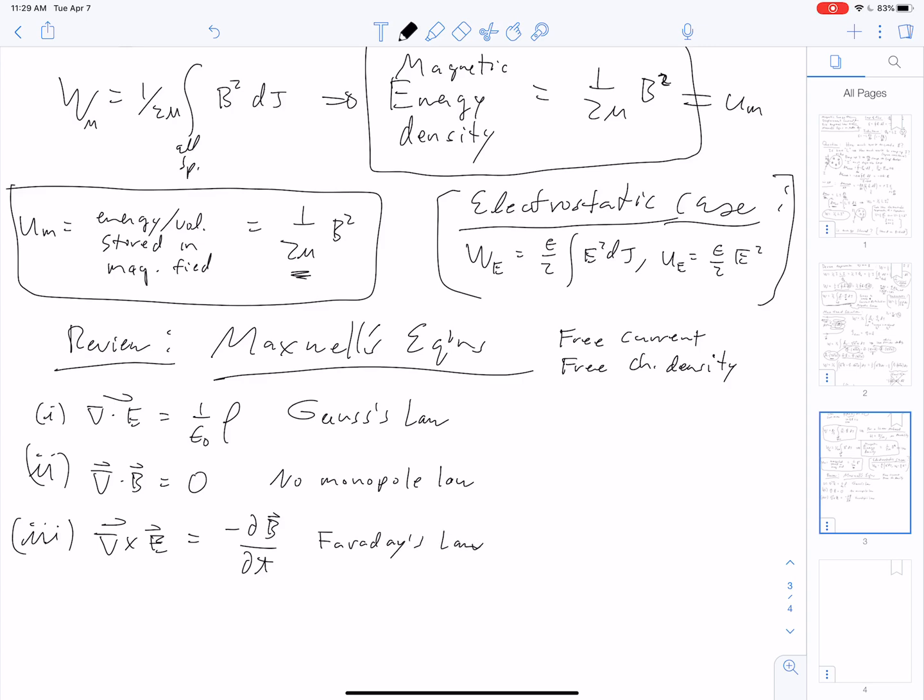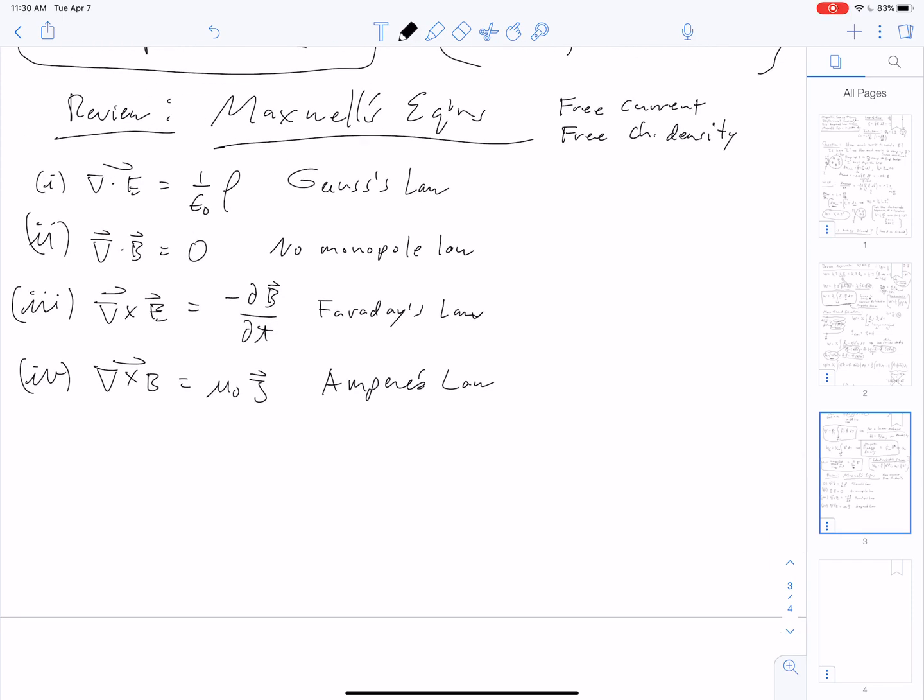And then the last one is the curl in the magnetic field. So del cross B is equal to mu naught J. And this is Ampere's law. Okay, so those are the four Maxwell's equations, basically just the divergence and curl of E and B. That is what Maxwell's equations are. But we notice that it turns out that they are incomplete as we've written them.